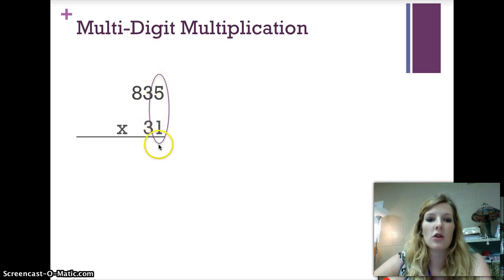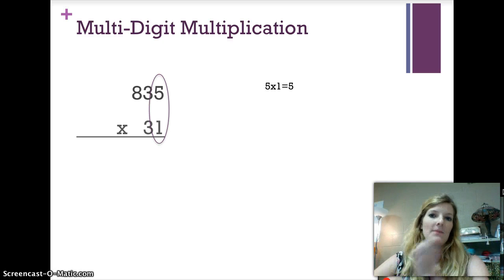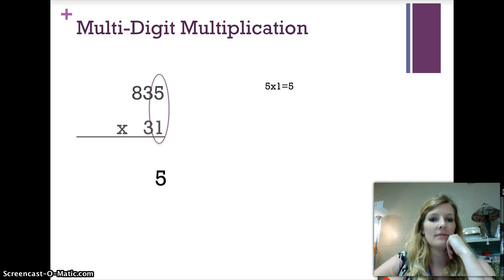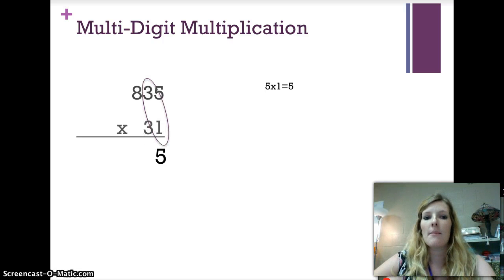So the first circle I draw is 1 and 5. So 5 times 1 is 5. Where do I write that? Right down below. Do I have anything to carry this time? No, so I'm just left with a 5. Then I'm going to draw a loop around my 1 and my 3. Still working with that 1. I'm just going to scoot on over to the right. 1 times 3, or 3 times 1, equals 3. Do I have anything to carry?